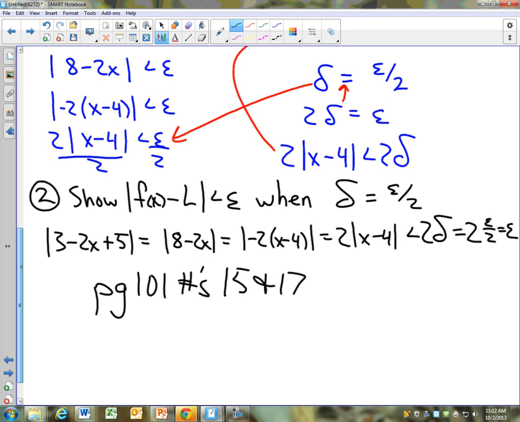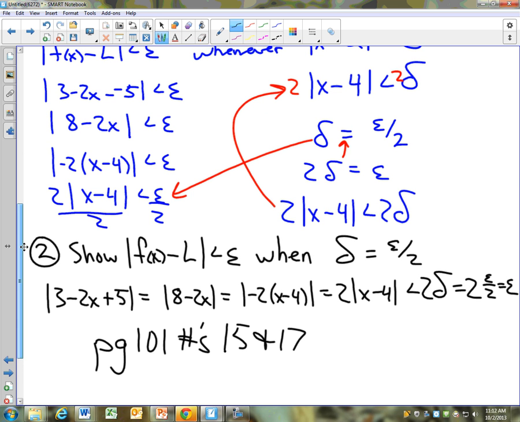See how I got the 2 times the x minus 4? And you see how that's less than 2 delta? We've said that delta is epsilon over 2. So we substitute epsilon over 2 in for delta. And 2 times epsilon over 2, the 2's will go away and we get epsilon.